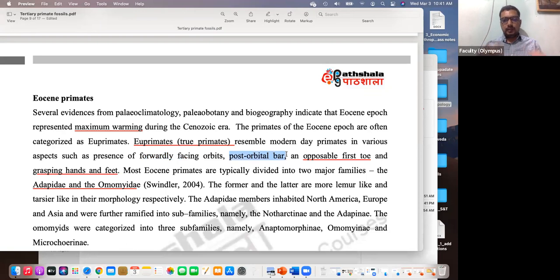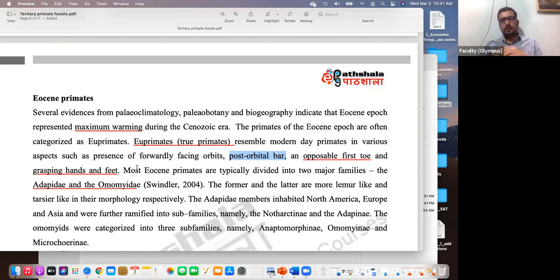Post-orbital bar, as I was telling you, before the orbit, there is a kind of bony structure that seems to be present, which they call the post-orbital bar. Another feature you already know very well is the opposable first toe. Feet have an opposable toe, very much like how our hands are. That we talked about: suitable for an arboreal lifestyle, and grasping hands and feet.